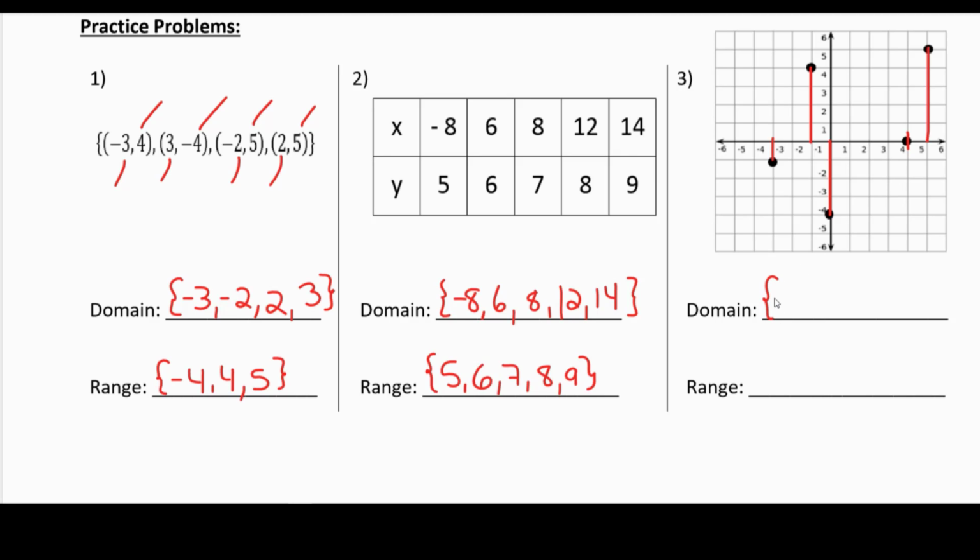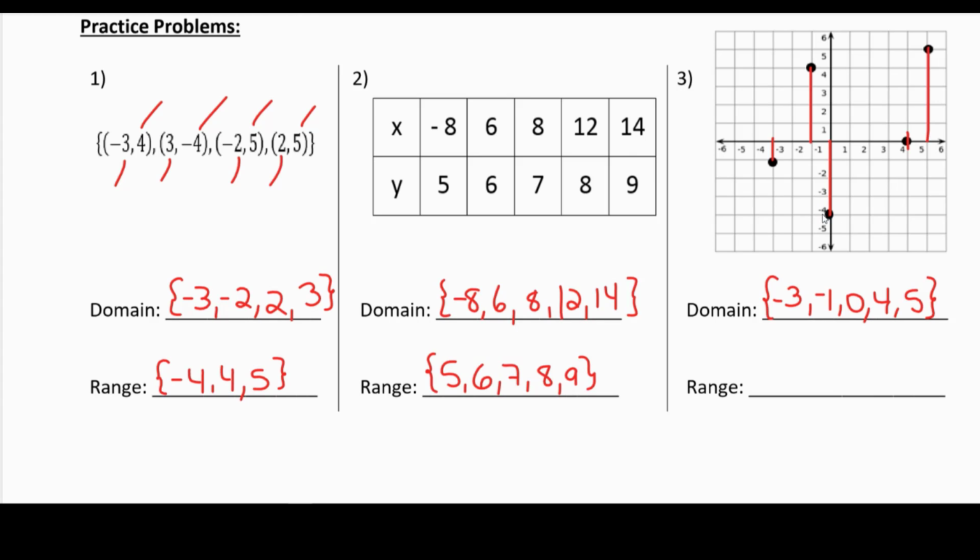And my values again will be negative 3, negative 1, 0, 4, and 5. Perfect. Awesome.